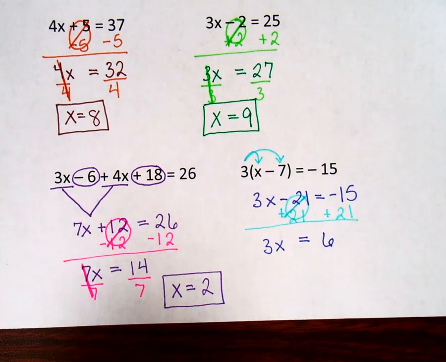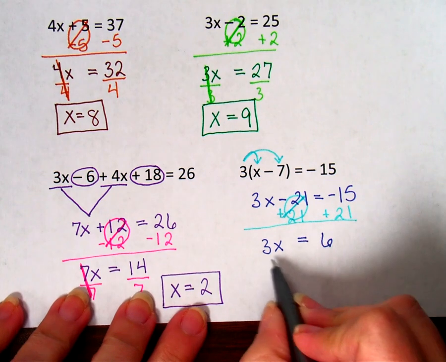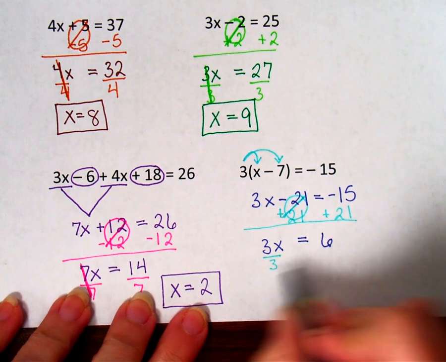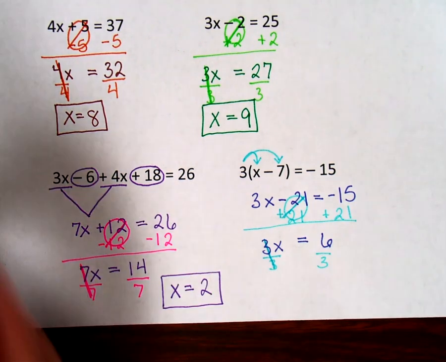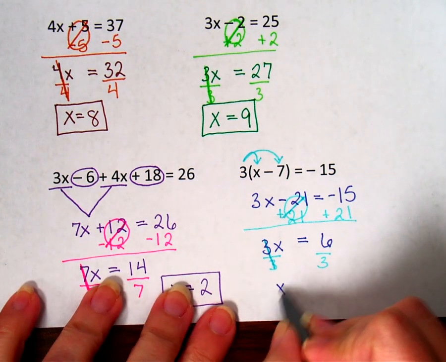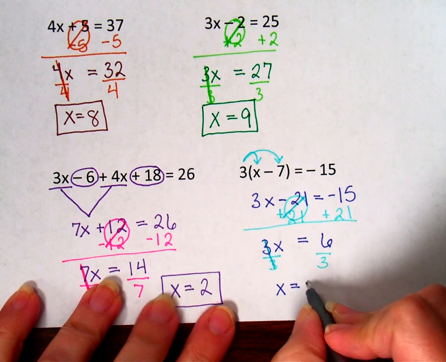3 multiplied to x equals 6. The opposite of multiplication is division. 3 divided by 3 is 1, so I have 1x equals 6 divided by 3 is 2. So we got 2 again for this answer.